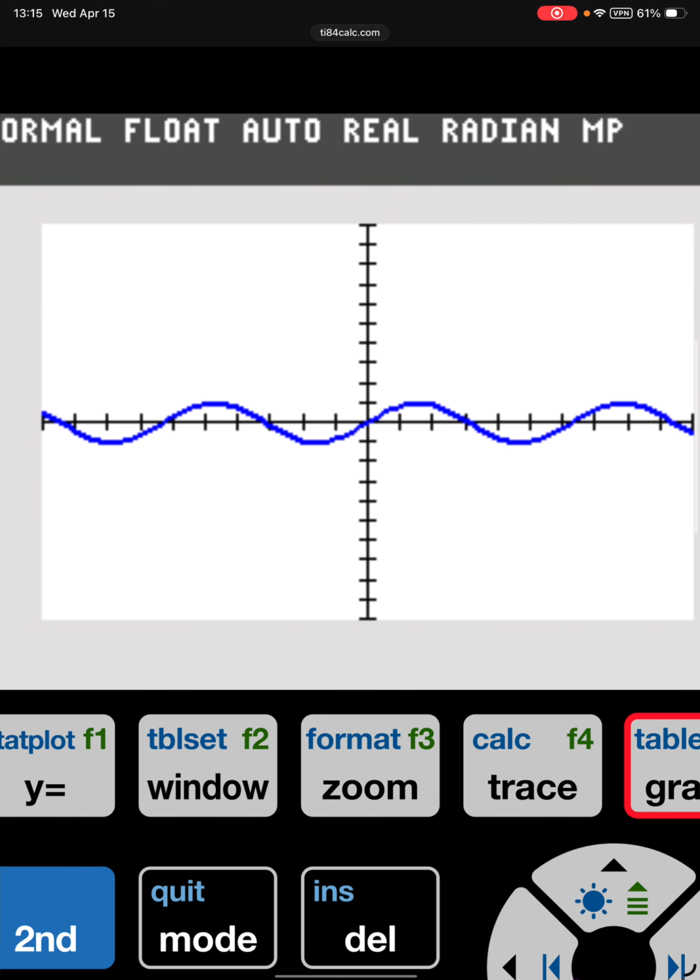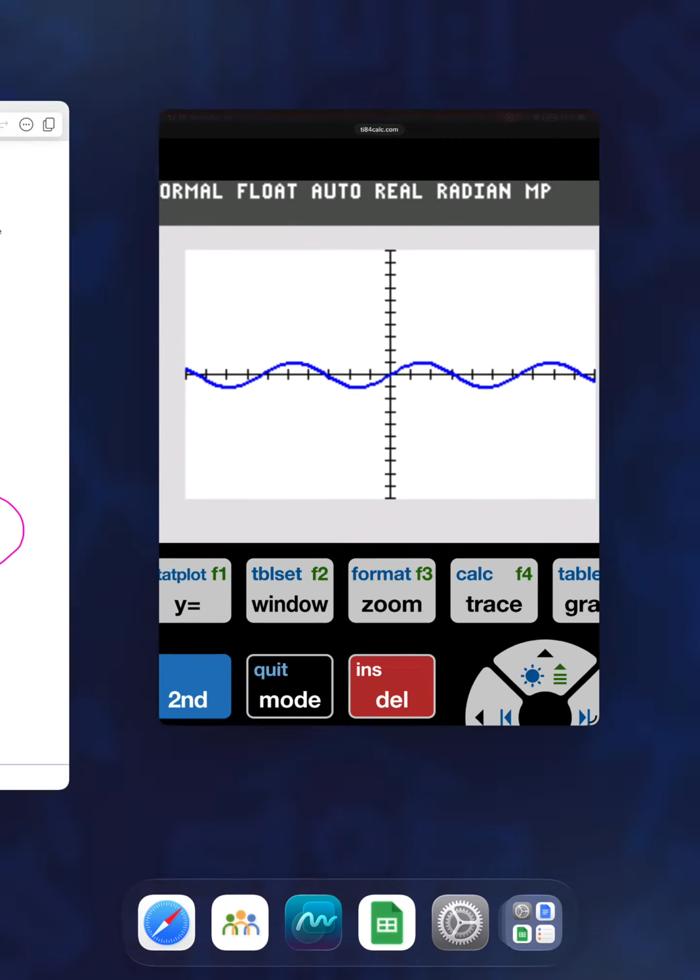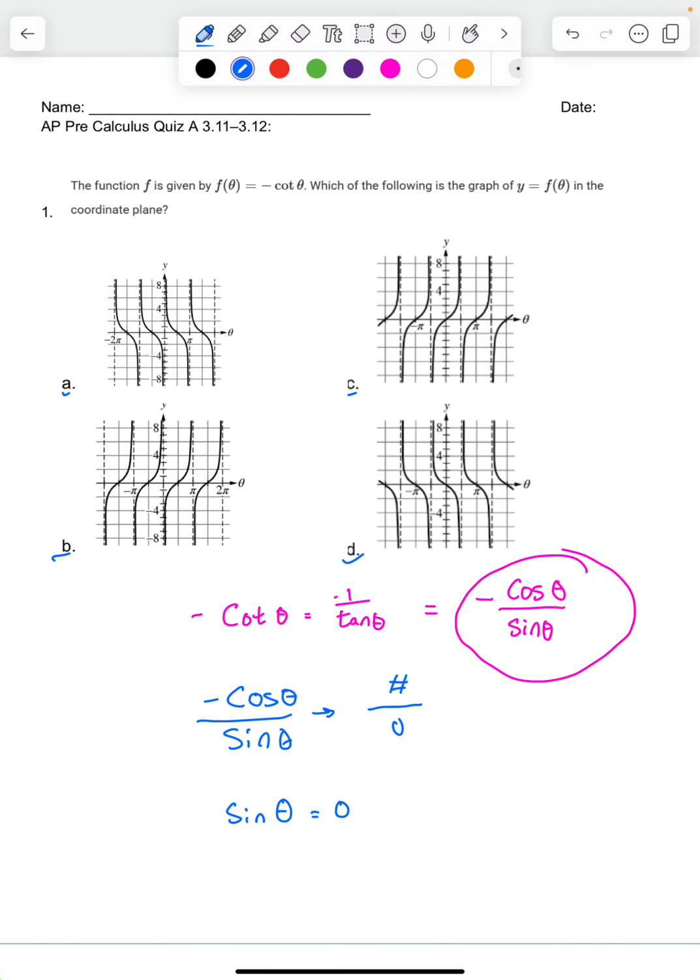Our sine is going to be equal to 0 at x is 0. If we go to the right, at x equal to pi, at x equal to 2 pi. If we go to the left, x is going to be equal to negative pi, x equal to negative 2 pi, and so forth. So for our graph, the asymptotes are occurring at 0, pi, 2 pi.